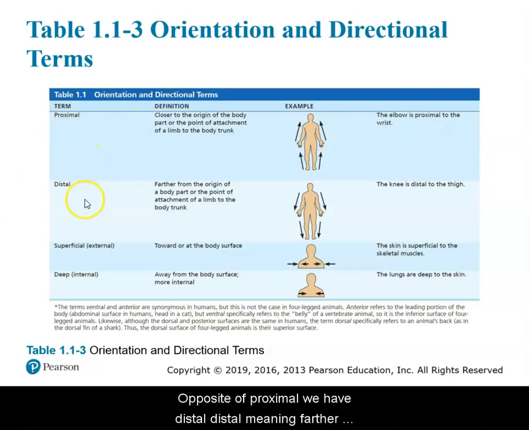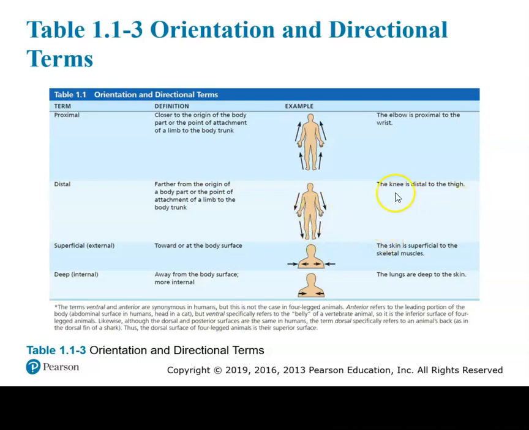Opposite of proximal, we have distal. Distal meaning farther from the origin of a body part or the point of attachment of a limb to the body trunk. So an example of this would be in the lower limb, the knee is more distal to the thigh when we talk about the lower limb having its point of attachment at the hip. So the knee would be more distal to the thigh.